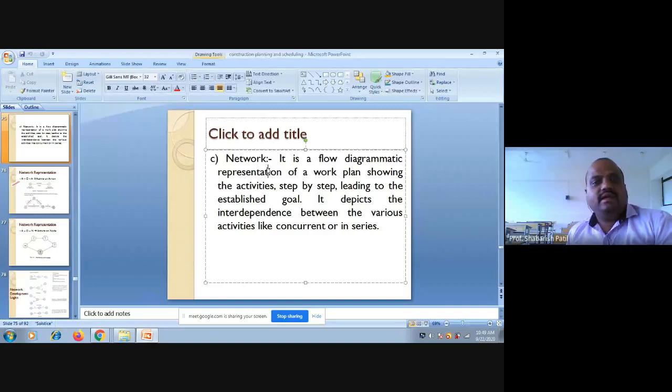And then again we will go back to this network. What is the meaning of network? It's a flow diagrammatic representation of a work plan showing the activities step by step leading to the established goal. And it depicts the interdependence between the various activities, like concurrent or in series. Concurrent means parallel activities.